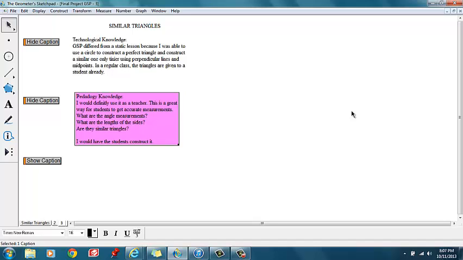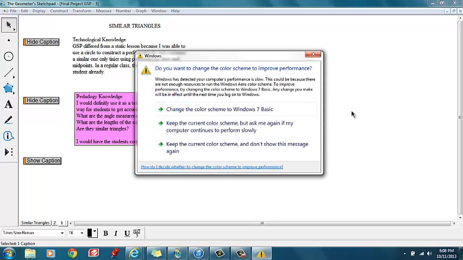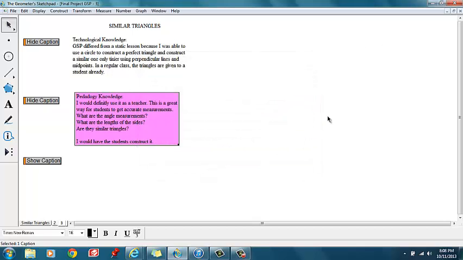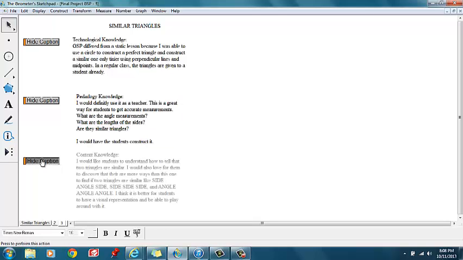The pedagogy knowledge, I would definitely use it as a teacher. I think this is a great way for students to get accurate measurements because, like I mentioned before, you get them on paper and you use your protractor, and a bunch of us always got different measurements for them. So questions I would ask would be, what are the angle measurements? What are the lengths of the sides? And the final question, are the triangles similar? And I would definitely have students construct these triangles. I think it'd be fun for them to work with their hands a bit.